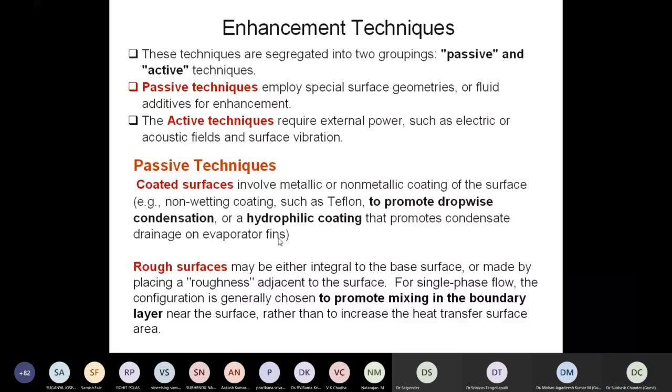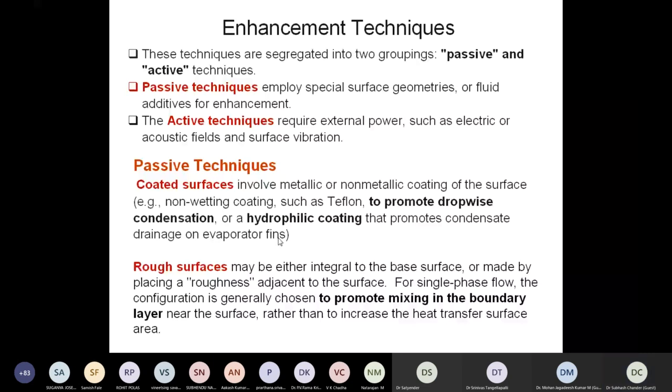They are broadly categorized as passive and active. Passive techniques employ special surface geometries or fluid additives for enhancement. We'll discuss more about the different special surface geometries and fluid additives we can use for enhancement, and these are passive. Passive techniques mean they are set once, and they don't require regular feeding for enhancing the heat transfer in a particular device.